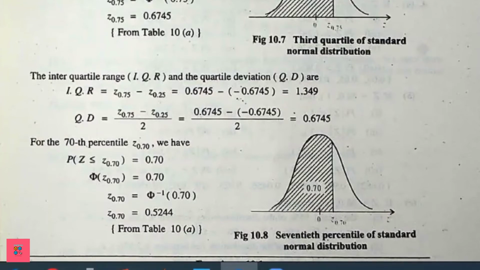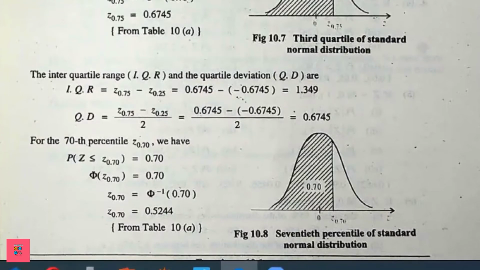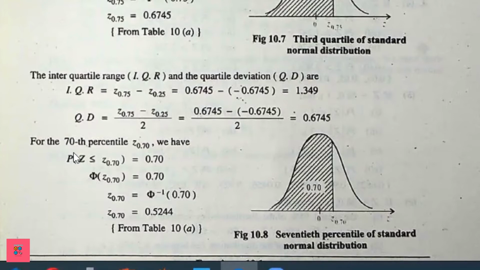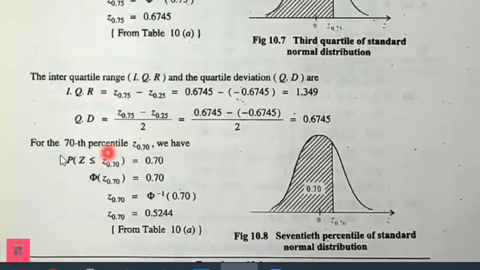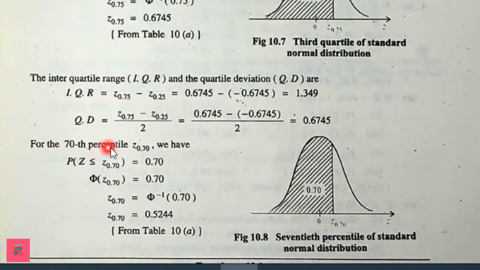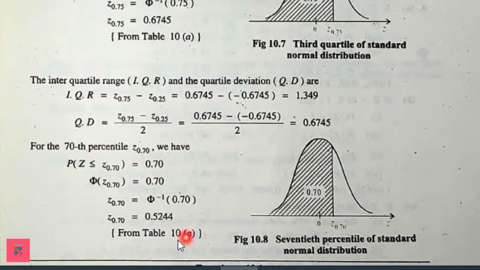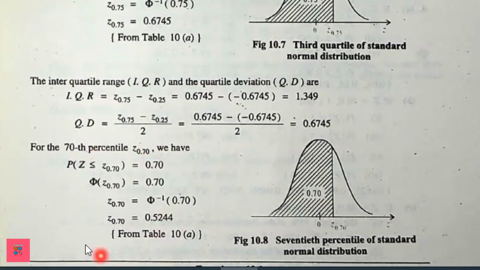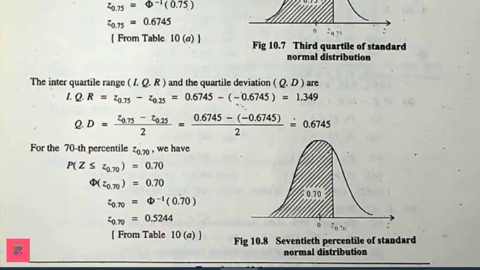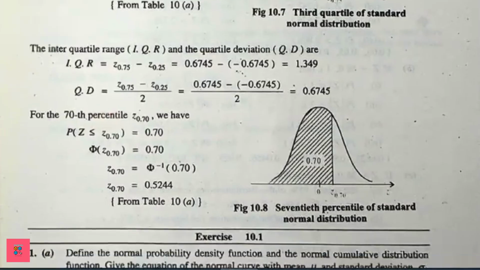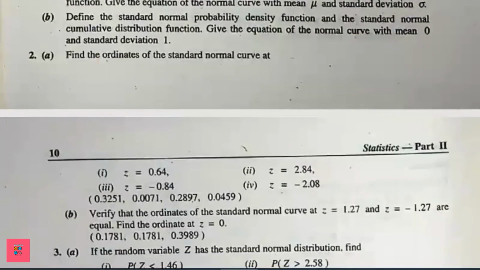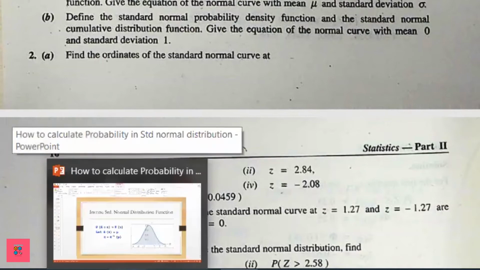Next is the 70th percentile. It means the probability P is 0.70 given, and we will follow the same instructions and locate this value in the table and find our answer. Now this is the last topic of this portion of the normal distribution. Now I will discuss something more important with you.